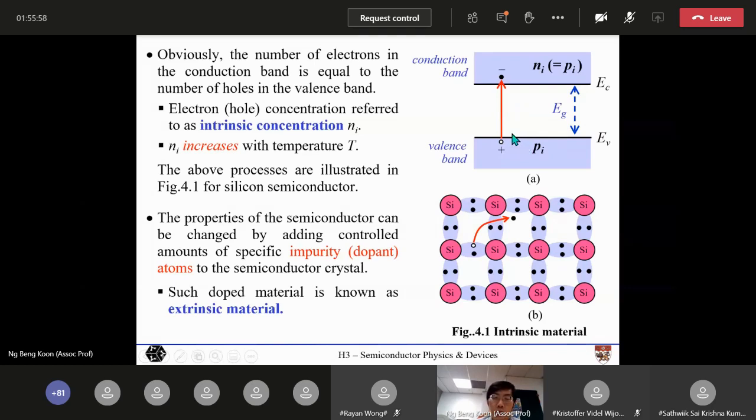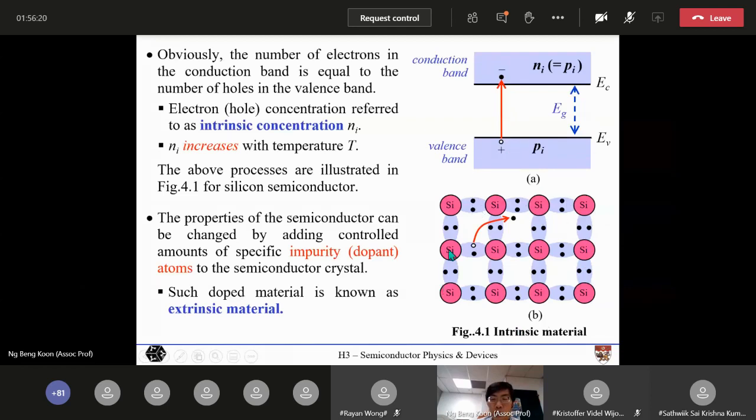You would expect Ni and Pi to increase with temperature, which is intuitive, right? If you increase the temperature, there's more thermal energy, so more electrons can transit to the conduction band, becoming free to move. So you expect the concentration of free electrons and holes to increase when temperature goes up.